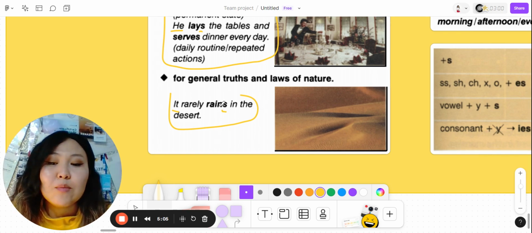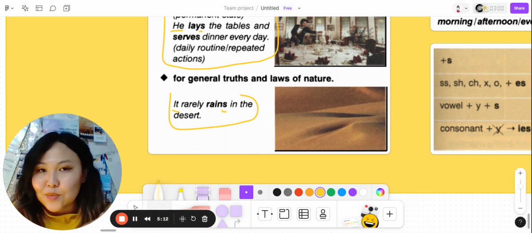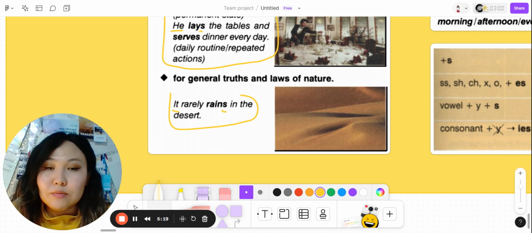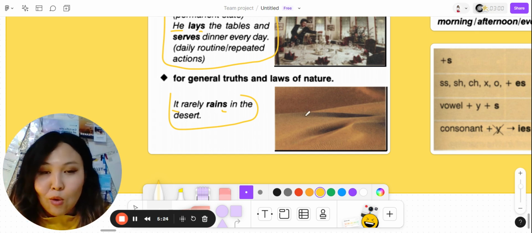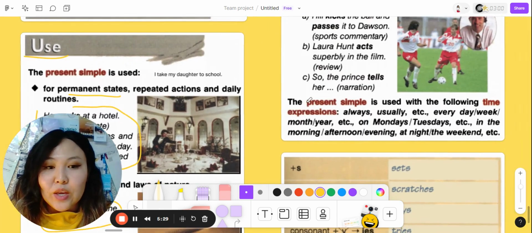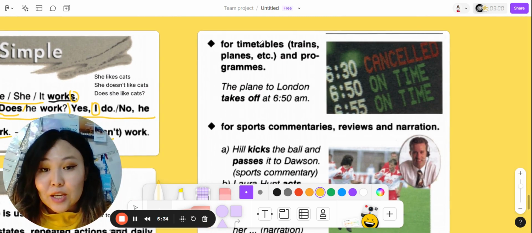Also, we can make an example about water. You know this example that water boils at 100 degrees. Or we can use something like ice is cold. It's also some kind of general truth or law of nature. So next one, the situation when we can use present simple is for timetables. For talking about timetables of trains, some planes, even cinemas, and programs.